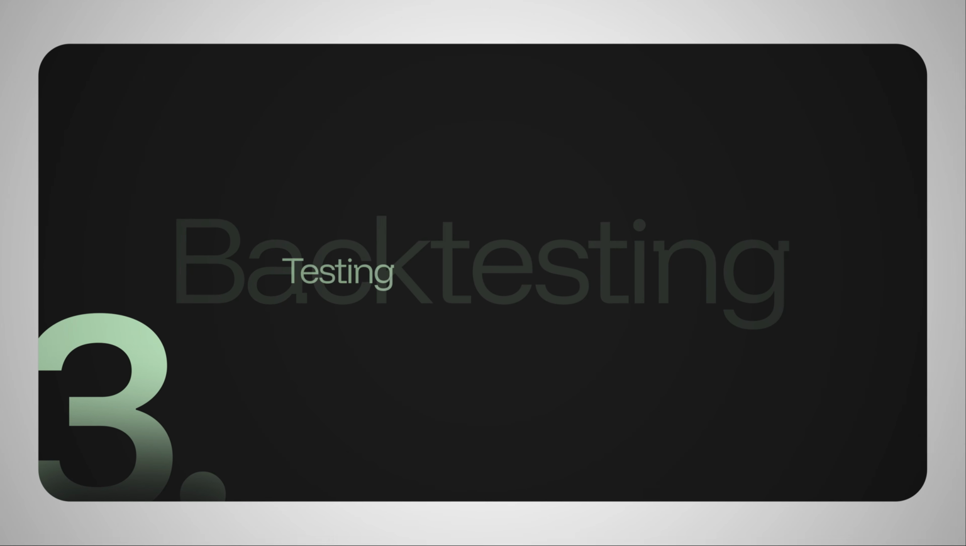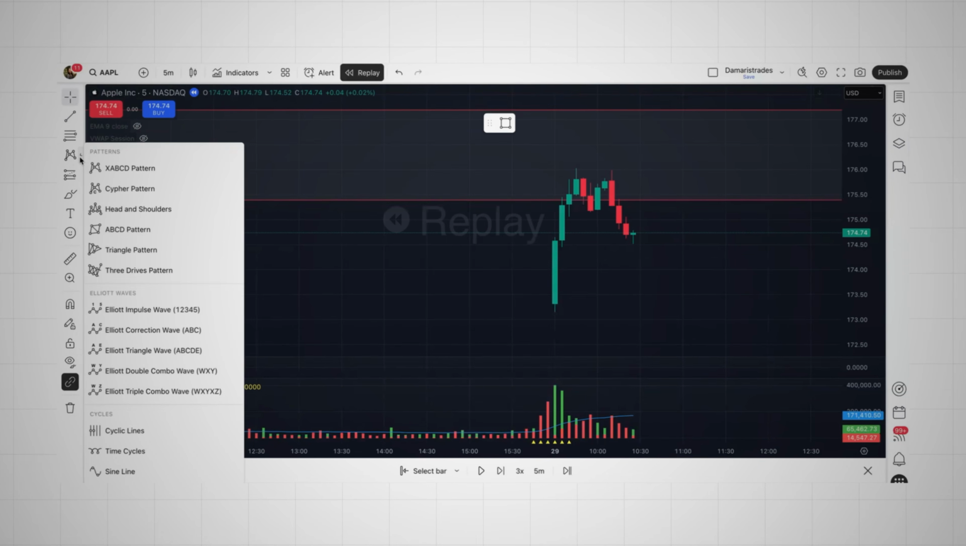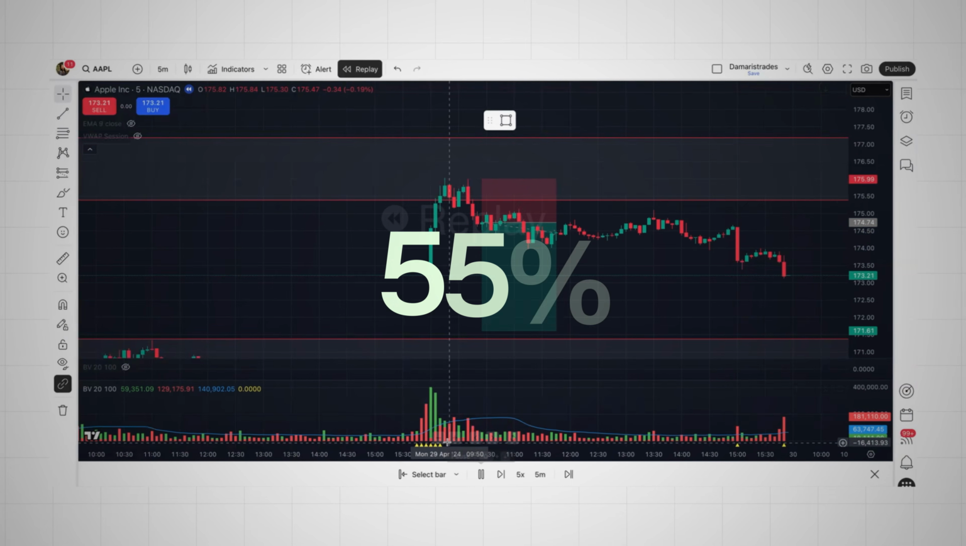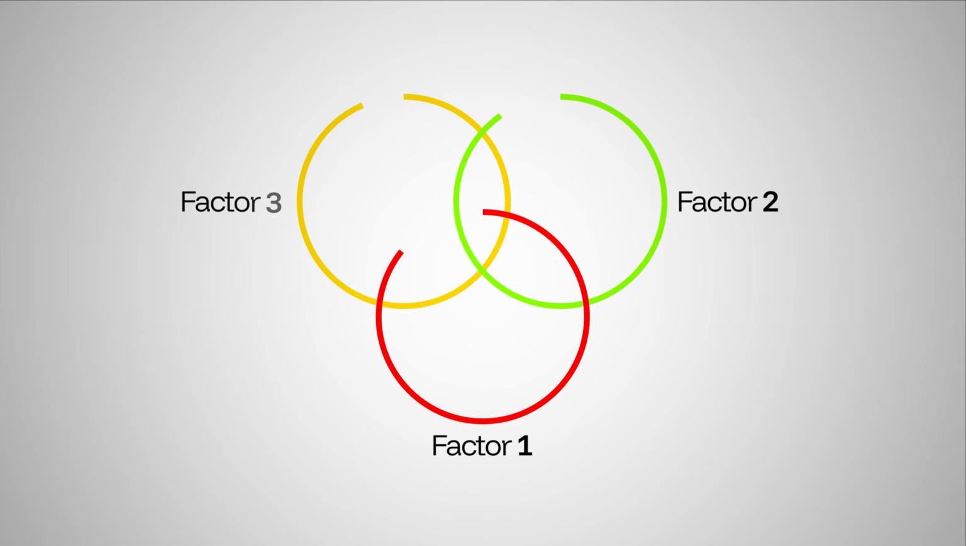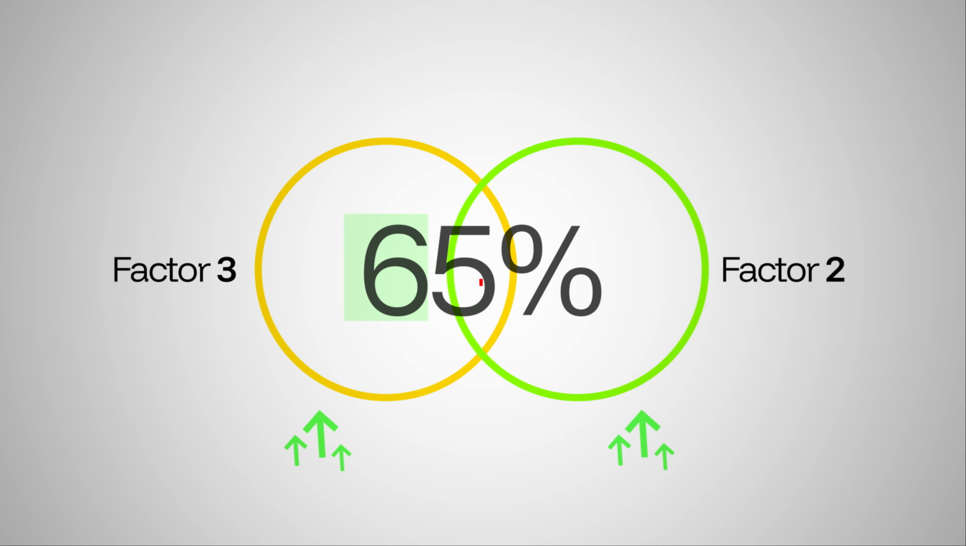The next step is testing individual factors. Now, don't just backtest your whole strategy as one thing. You can also break it down. Test the individual components separately, because you might test everything together and get a 55% win rate and it looks okay, but you don't know what's dragging your win rate down. Maybe one factor has a 30% win rate and is pulling everything else down with it. Remove that one thing and suddenly you could boost your win rate to 65%.